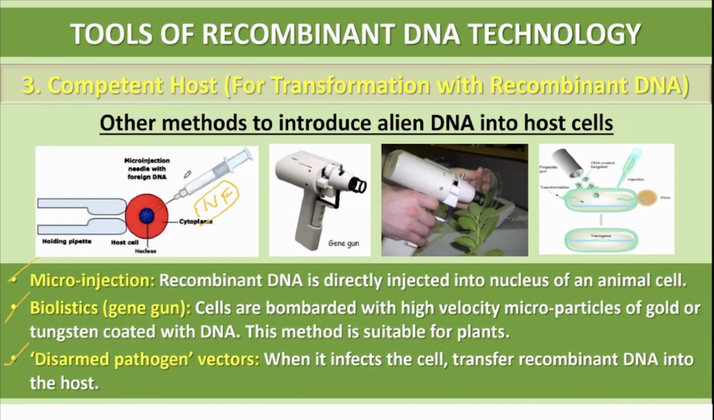In microinjection, the needle size is very small, and animal cells are around 50 to 100 microns. These are very small cells; you cannot see the cells themselves, and at that level we work and inject the DNA. So in this microinjection process, the recombinant DNA is directly injected into the nucleus of the animal cell.